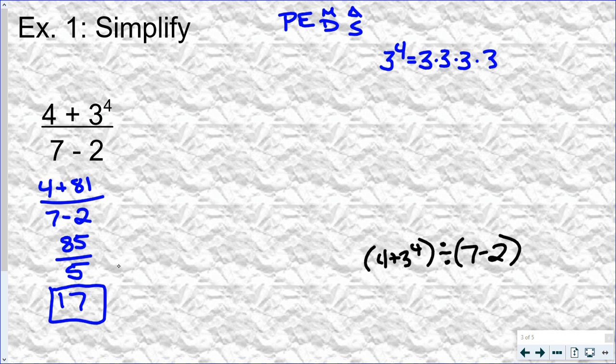They're equivalent to each other. But obviously 17 is in a simpler form. That's why this is called simplifying. It's not called solving. We're not trying to find something. We're just writing this in a simpler form. All right, so let's look at another one.